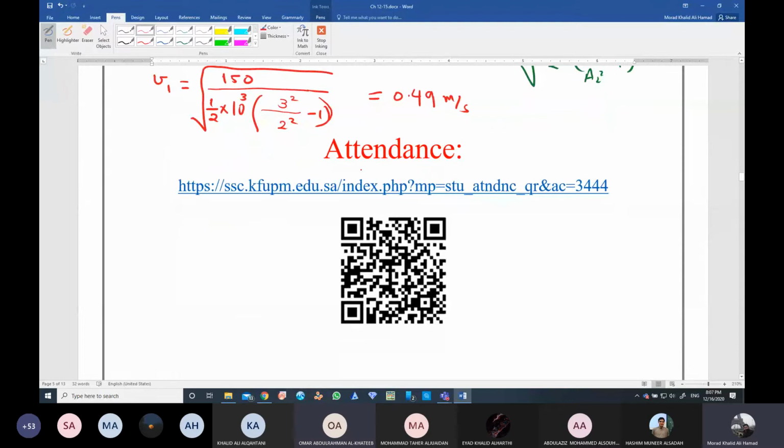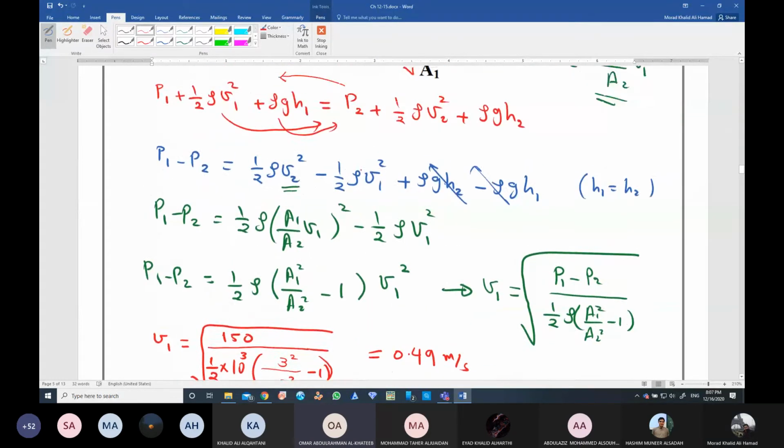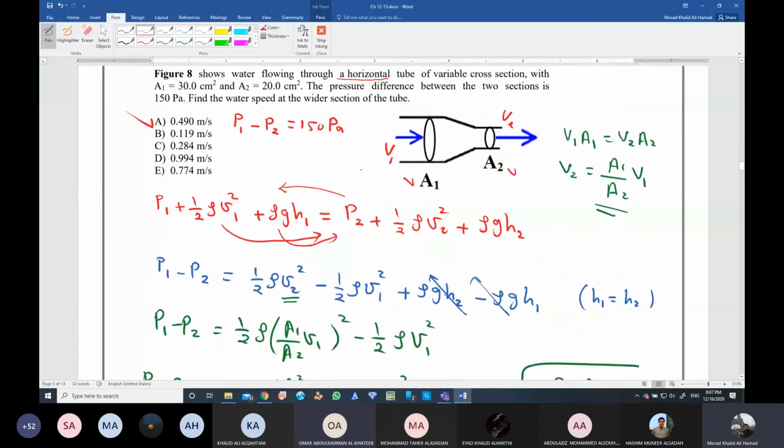Okay, I have another question. Yes, please. Is the elevation at the center of the area? Yes, actually, thank you. Since it is horizontal, it's the elevation of the flow.